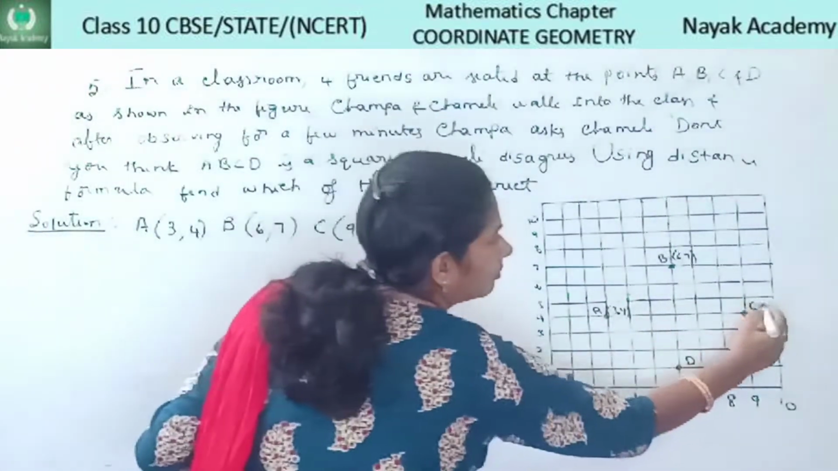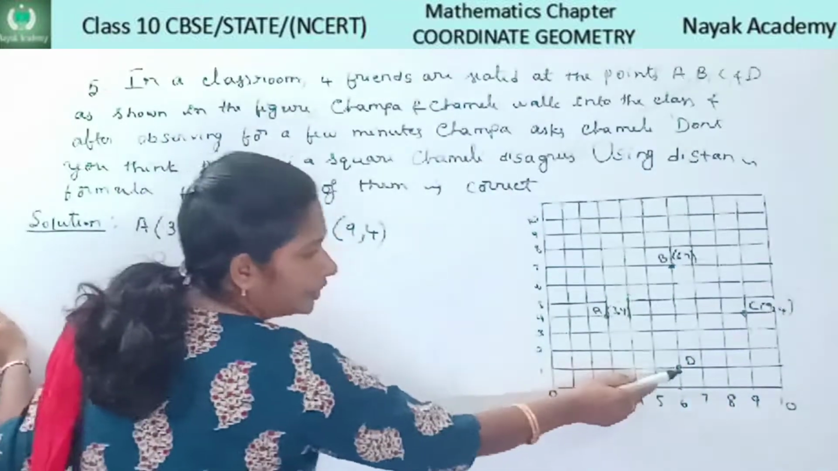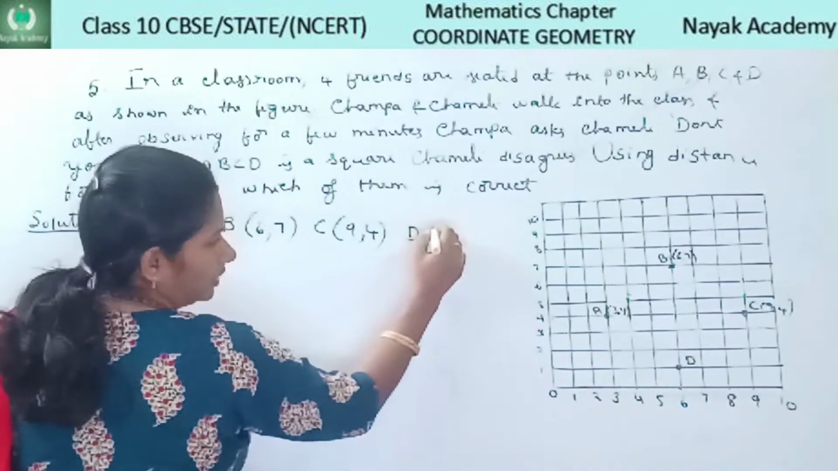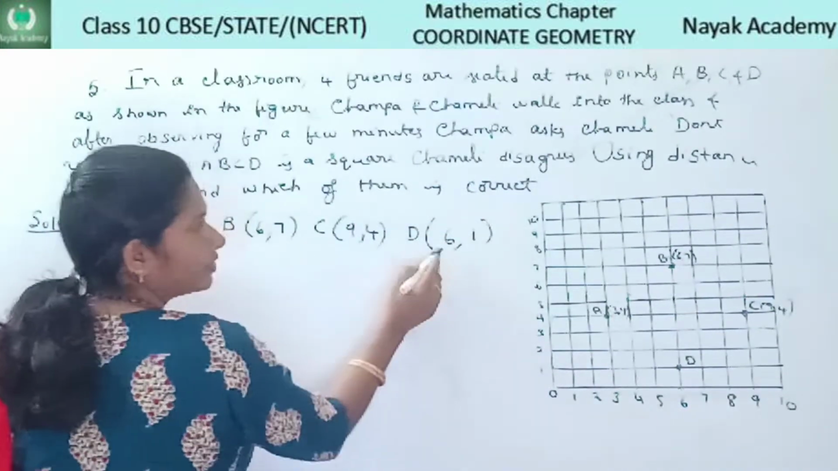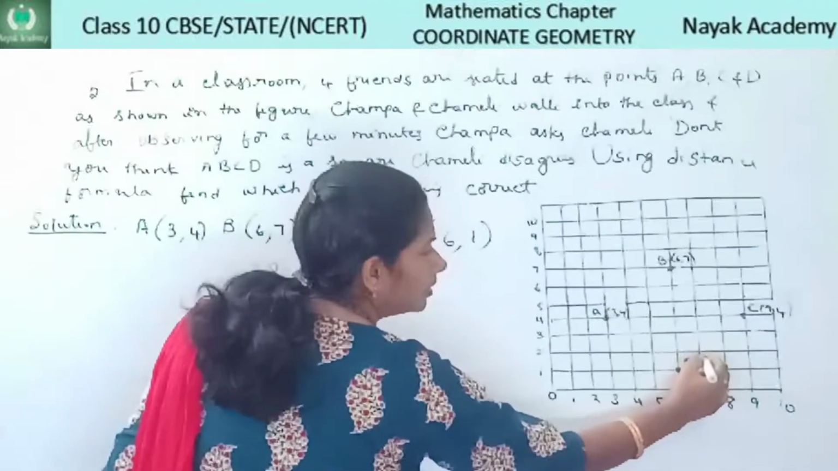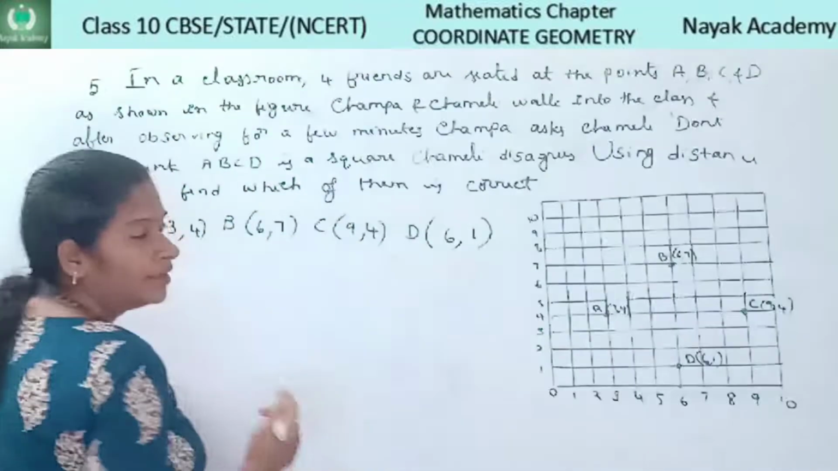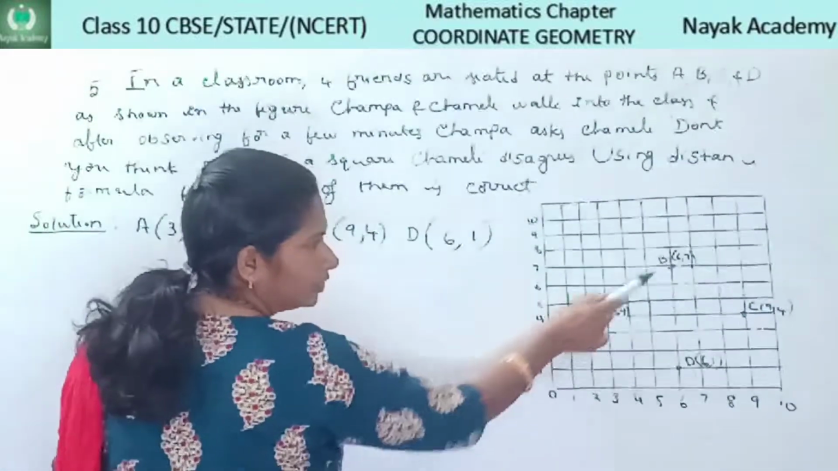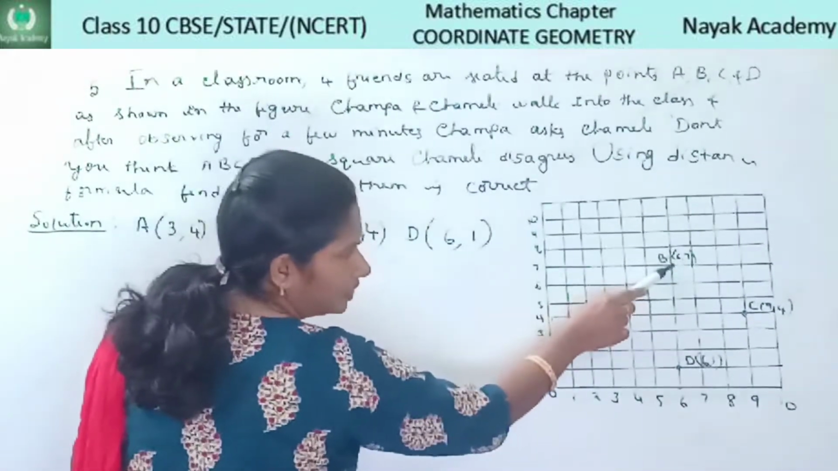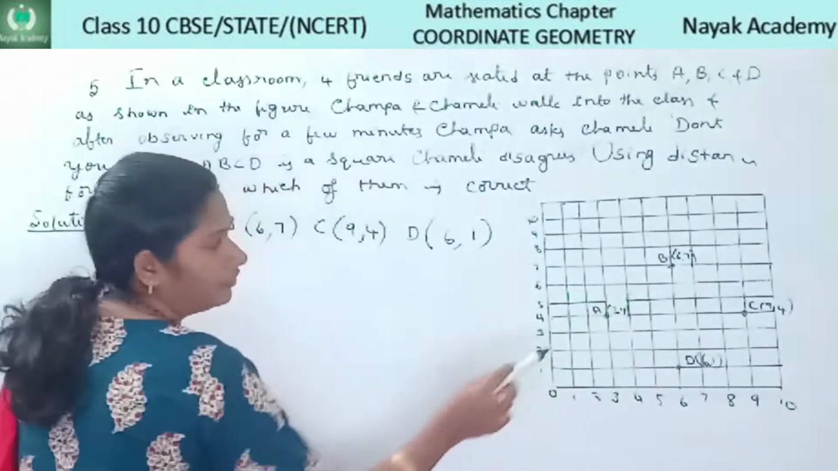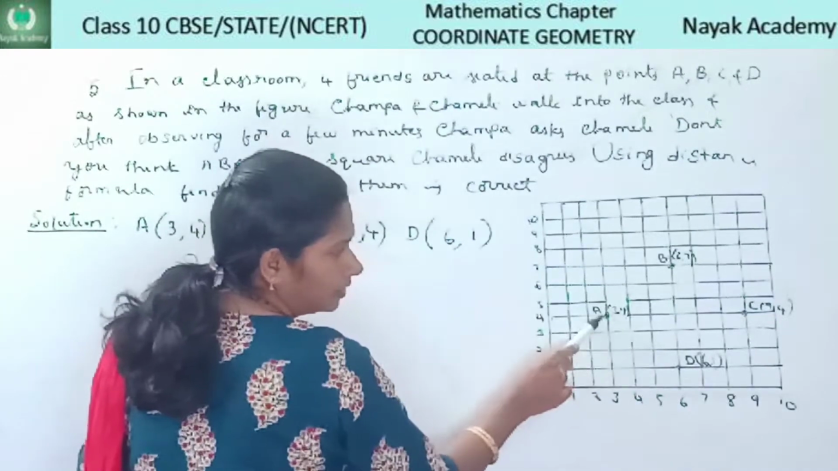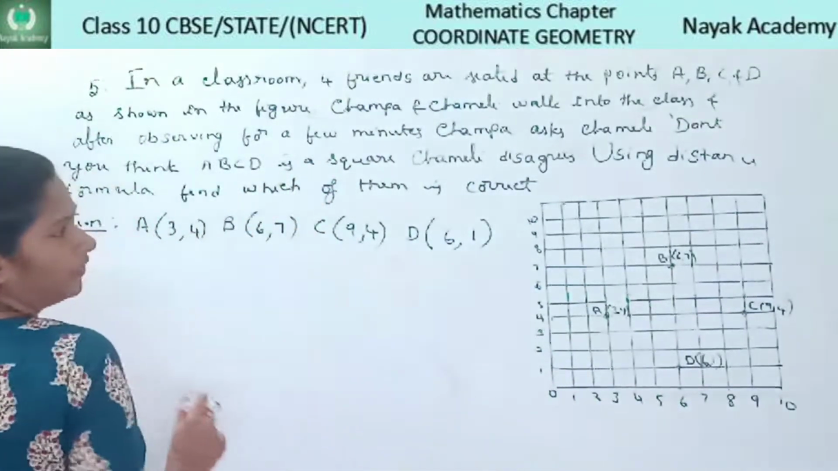And where the point D lies, 6, 1. The coordinates of the point D are 6, 1. X coordinate is 6 and y coordinate is 1. Now we have to find the distance between 2 points A and B, and similarly we have to find the distance between the points B and C, and find the distance between these 2 points D and C, and find the distance between A and D. So let us find out that one.